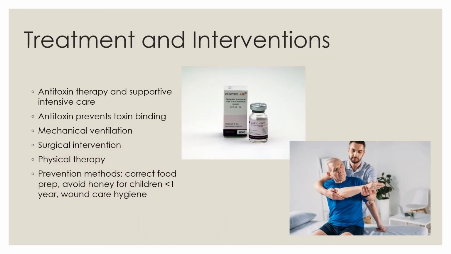The main treatments of botulism are antitoxin therapy and supportive intensive care. Passive immunization using botulinum antitoxin treatment is ideally given within 24 hours of the onset of symptoms. The antitoxin consists of antibodies that neutralize the botulinum toxin by preventing binding to the neuromuscular junction.